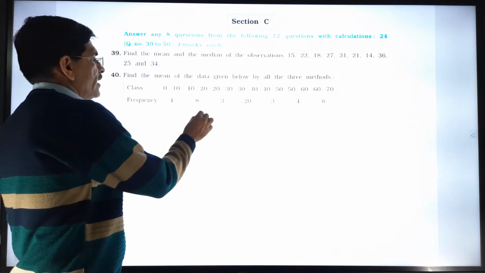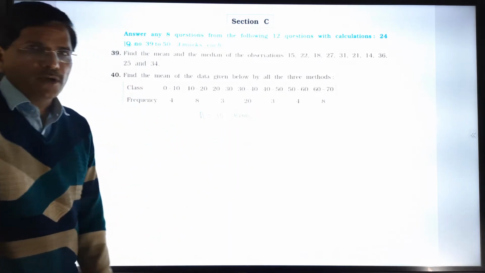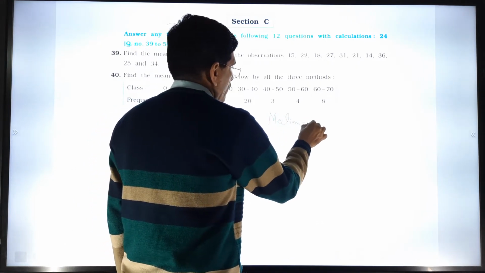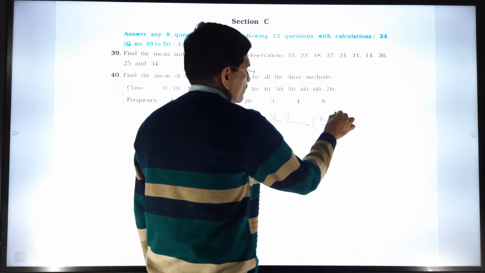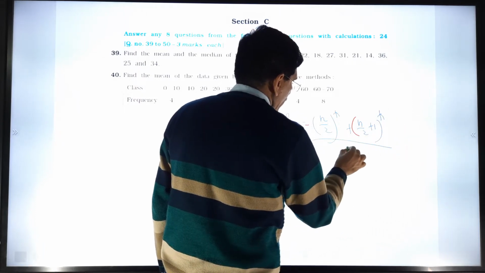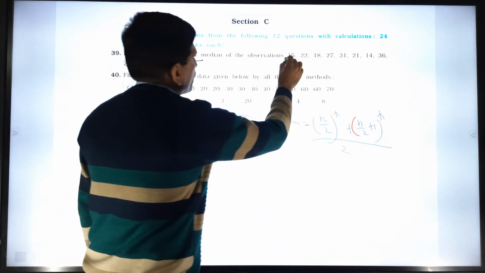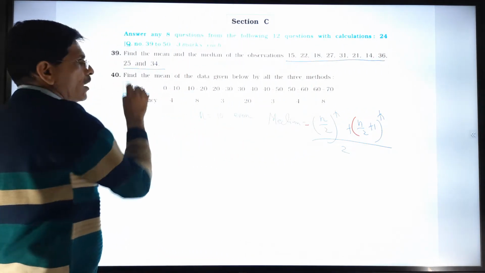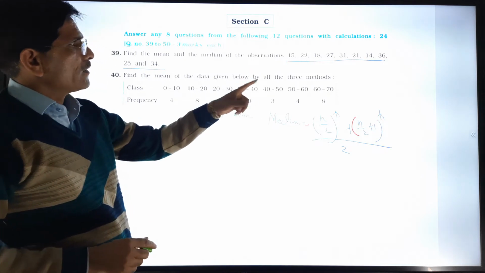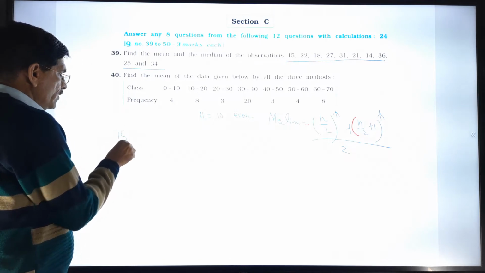For median, what we have to write: n is equal to 10, that is an even number. When n is an even number, the median formula is the n by 2th observation plus the n by 2 plus 1th observation, divided by 2. But the important thing is that we have to arrange the observations in increasing or decreasing order. So we have to start from the smallest digit. Which is the smallest digit? That we have to write first. 15 we have to write.